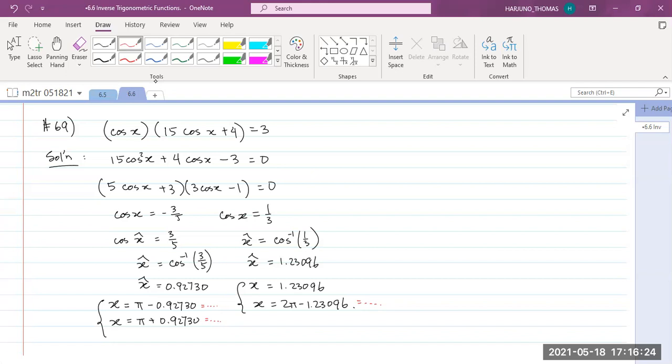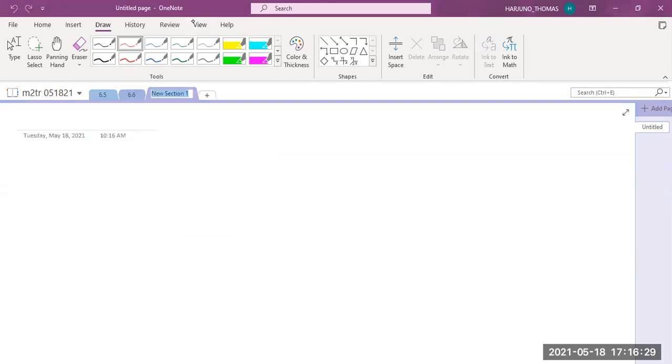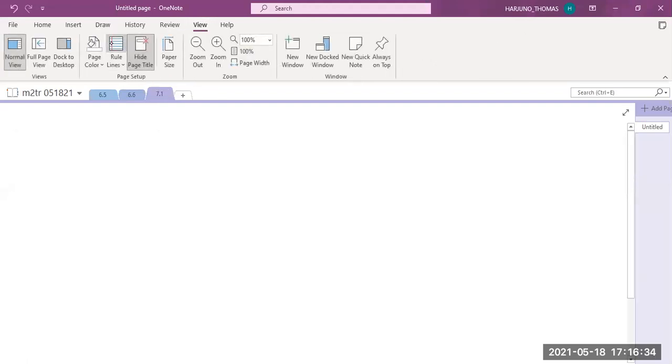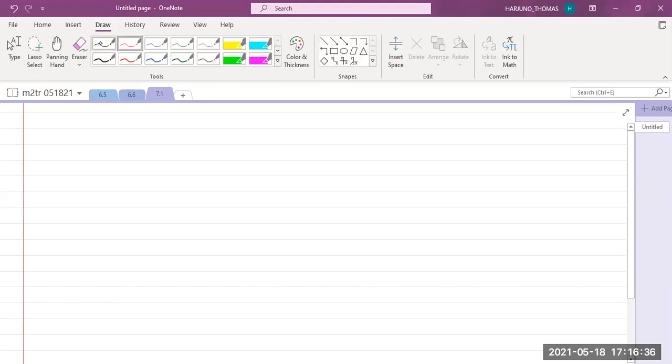I still have approximately 40 minutes. Let's go on to 7.1, a new section, 7.1, Law of Sines. Today I'm supposed to finish 7.1 according to my schedule. I don't think I can finish it, but at least I can do most of it. Law of sines, I still want to prove that.